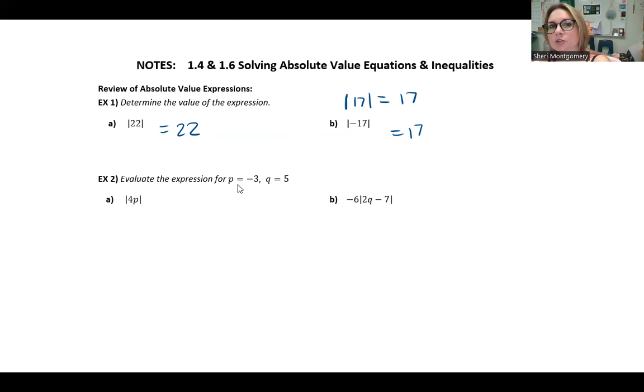The next part that we're going to do, we're going to use these values and plug them in to solve. So for A, it says the absolute value of 4 times P. Well, P is up here. P is equal to -3. So I'm going to rewrite that. So that is still the absolute value of 4 times -3. Well, what's 4 times -3? -12. So it equals the absolute value of -12. Well, what is that? It's just 12, right?